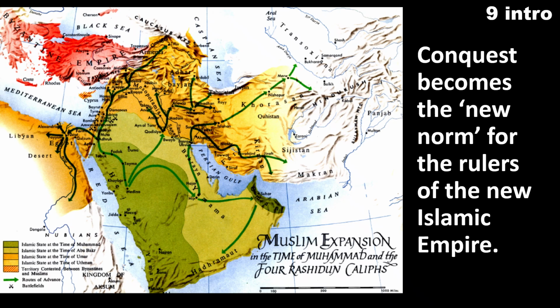Note that Persia, or Iran, was invaded, and that put an end to the Sasanian dynasty of Zoroastrian kings. King Yazdegerd III was the last king of that dynasty. Thus conquest becomes the new norm for rulers of the new Islamic Empire.